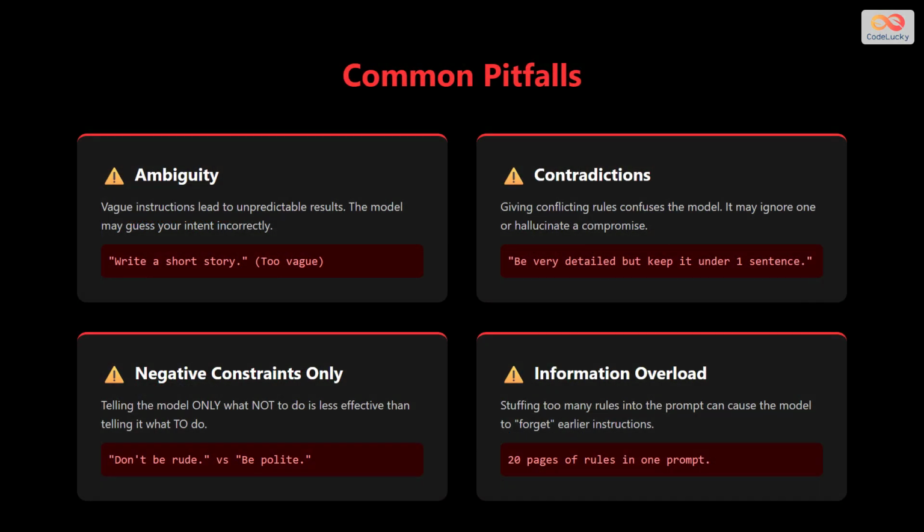There are mistakes to avoid. Ambiguity is the enemy. If you are vague, the model will guess, often incorrectly. Contradicting instructions, like asking for a detailed essay in one sentence, will confuse the model. And remember, telling the model what to do is often more effective than just telling it what not to do.